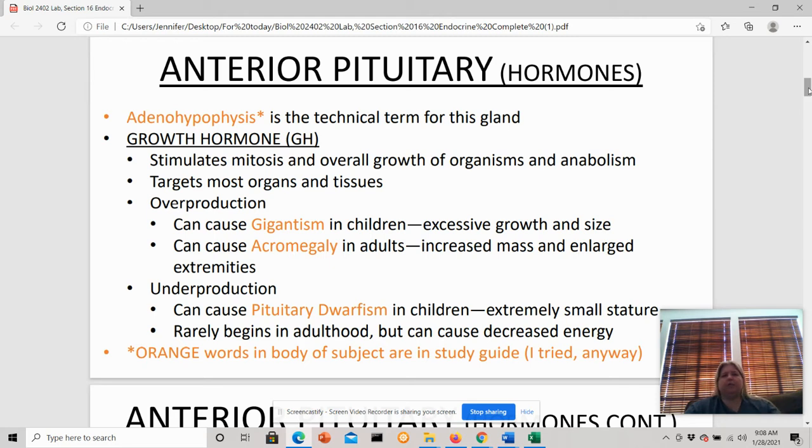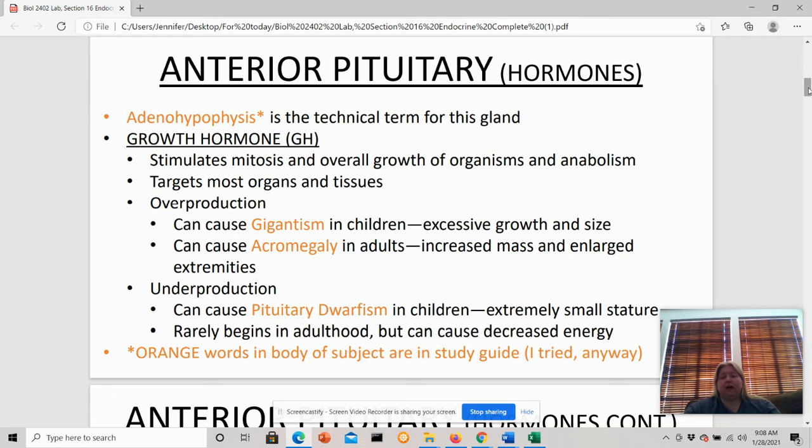And growth hormone does what it sounds like it does. It causes growth, right? It stimulates mitosis. Remember, mitosis is nuclear division. This is where cells are multiplying, and the overall growth of the organism. It does target most organs and tissues, there are some disorders associated with either overproduction or underproduction of growth hormone.